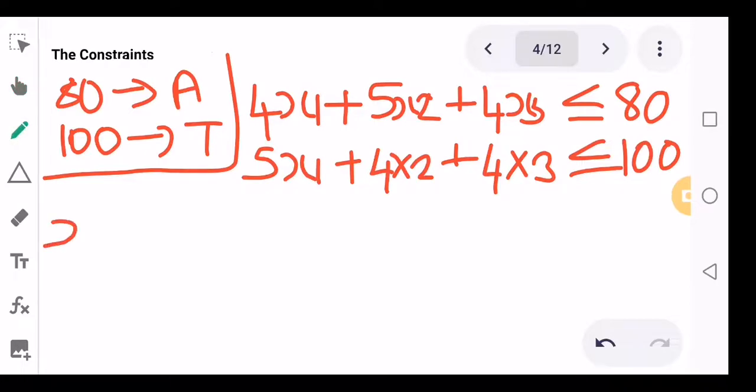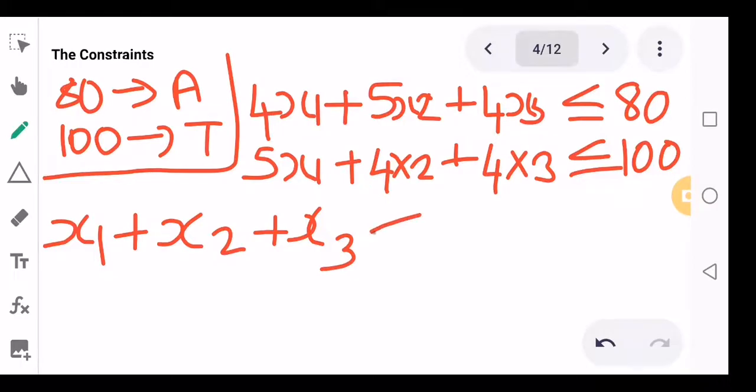This is the easiest one. x1 plus x2 plus x3 will be less than or equal to 20. That is the total cars. Total of car A plus total of car B plus total of car C will be either equal to 20 or less than 20, because they said in a day the maximum that we can produce is only 20 cars. Assemble and test is only 20 cars. That's how we got this equation.